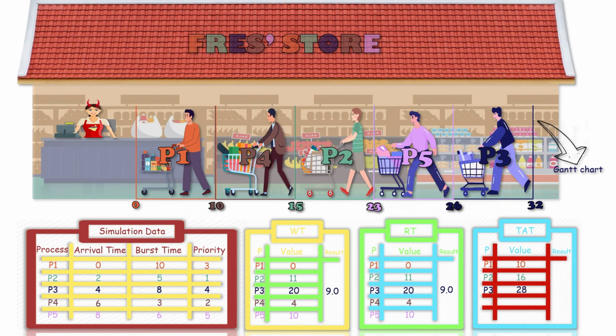In process 3, it finished at 32, and the turnaround time is calculated by completion time, which is 32, minus arrival time, which is 4, and we get the result 28. Put the result in the data, and let's find process 4 value.